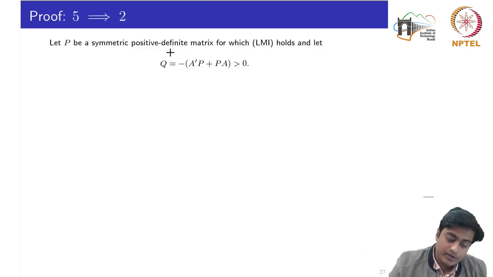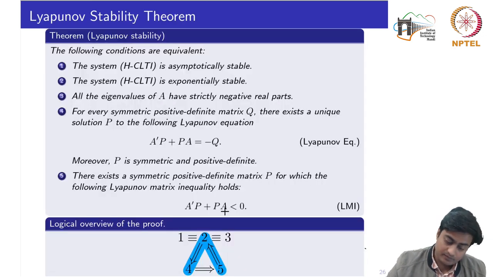So let P be a symmetric positive definite matrix for which the linear matrix inequality holds. And let us define Q equal to negative of A transpose P plus PA, which is greater than 0. I have just rewritten this equation in another form, because P and Q matrices are already given to us. And we already know that 4 implies 5.